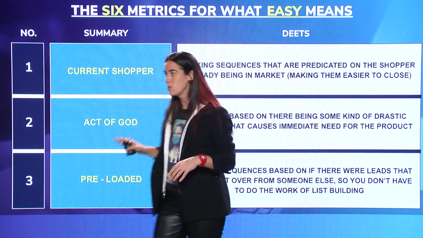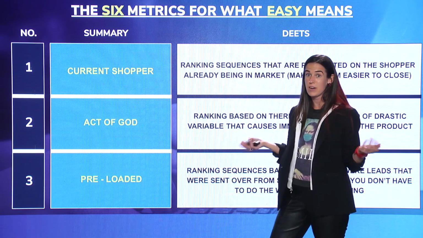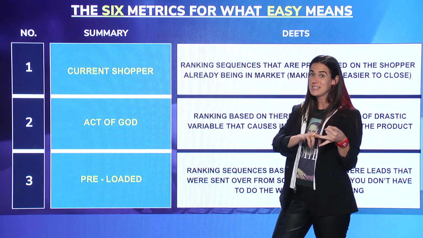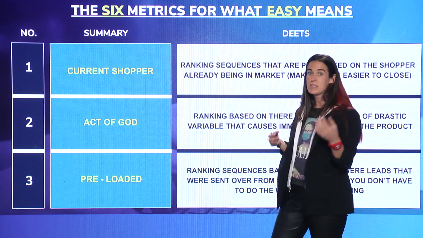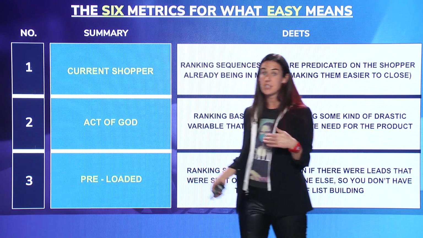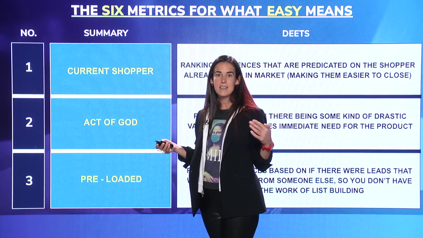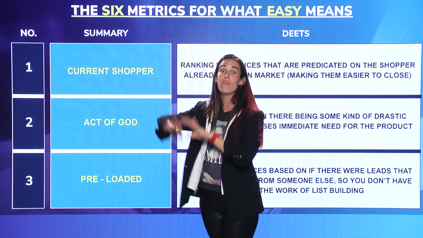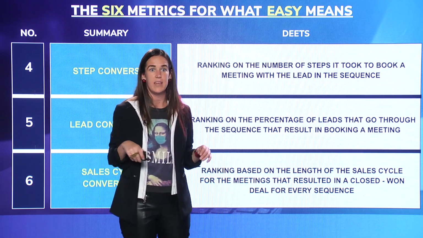So preloaded sequence, the reason it makes it easier is because if I have just a list from marketing of people who hit ICT, which is ideal customer title, and they hit ICC, which means ideal customer company, and they are preloaded in my sequence, it makes it easier for me to book meetings because I don't have to go through the very, very apoplectic act of having to overcome all of this data hunt to find someone that I want to talk to.